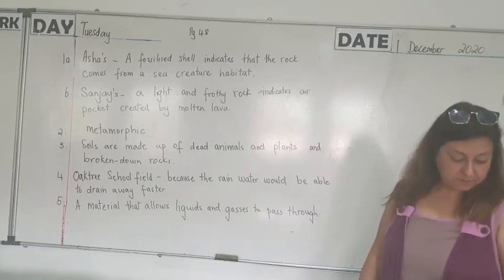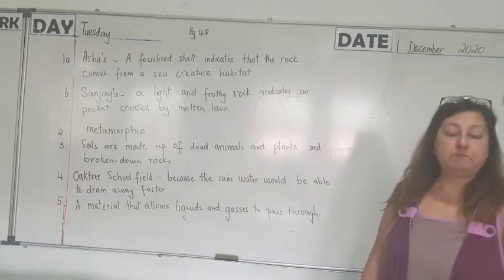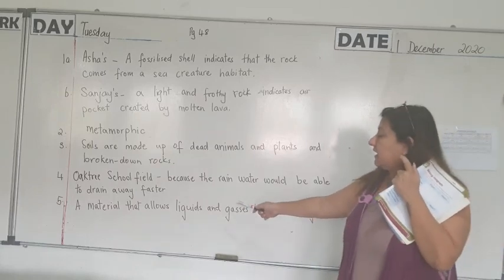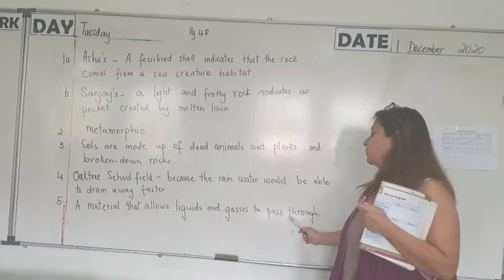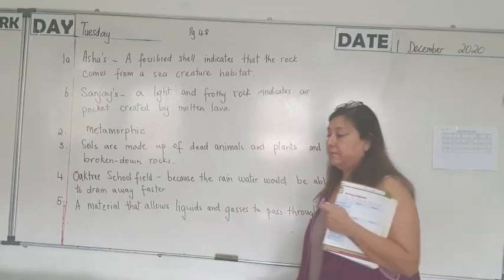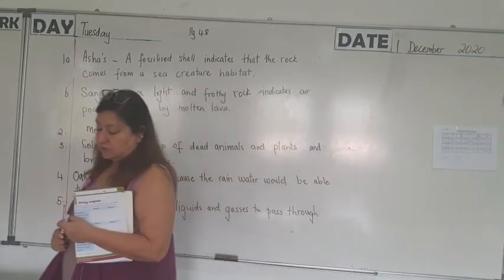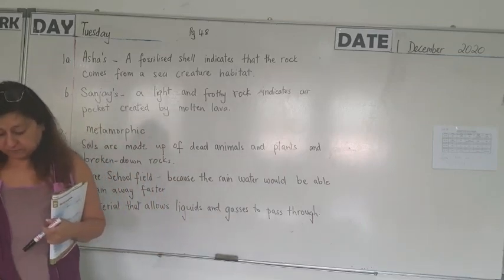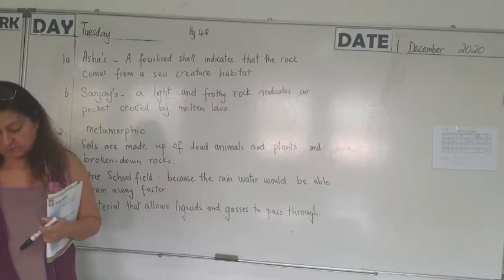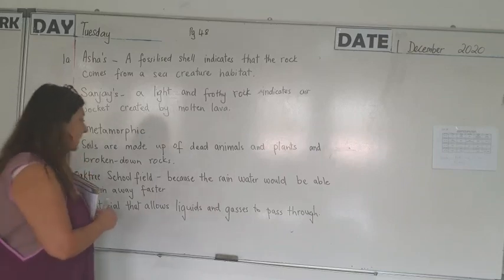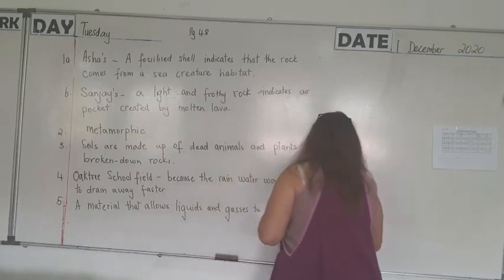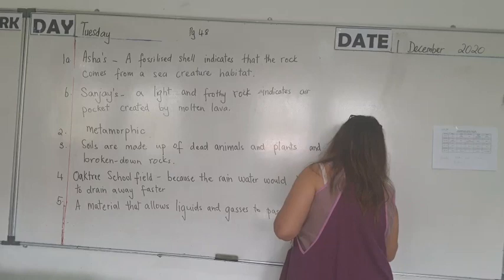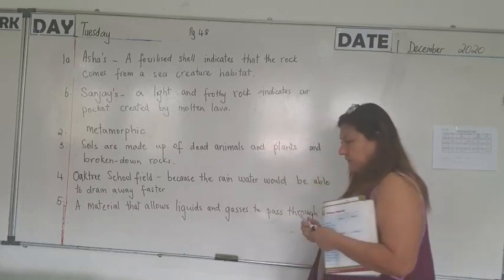Okay, number 5. What does permeable mean? Okay, so the meaning of the word permeable is a material that allows liquids and gases to pass through. Okay, that's what permeable means. A material which allows liquids and gases to pass through it easily. You can write pass through it easily. That's permeable. Okay?